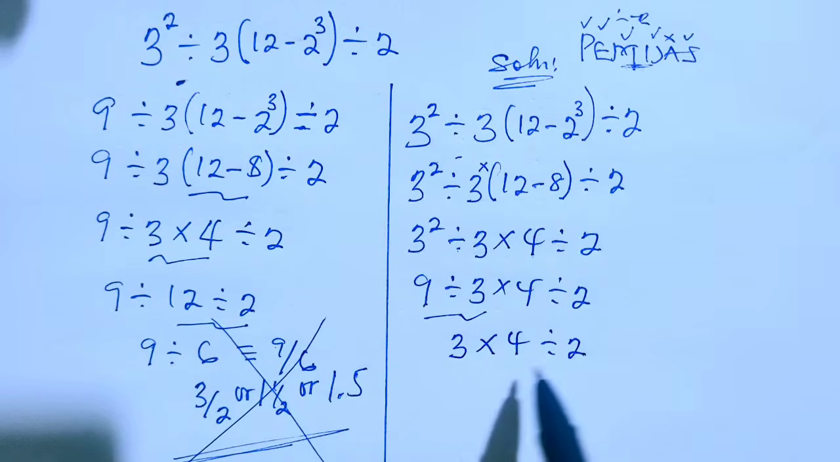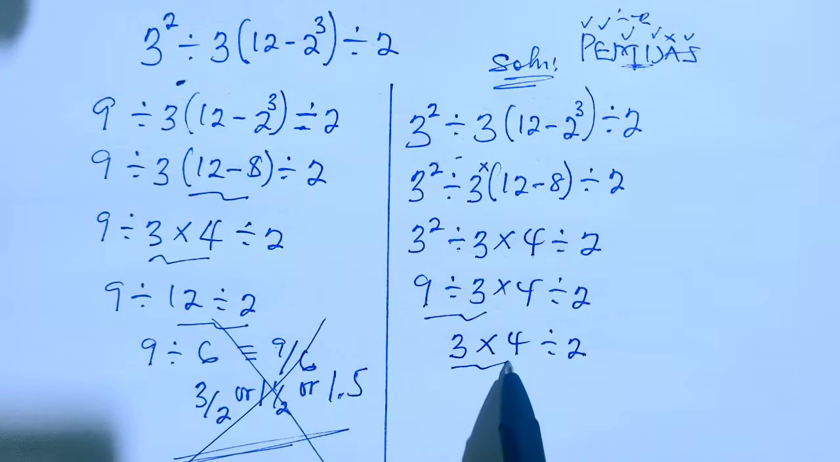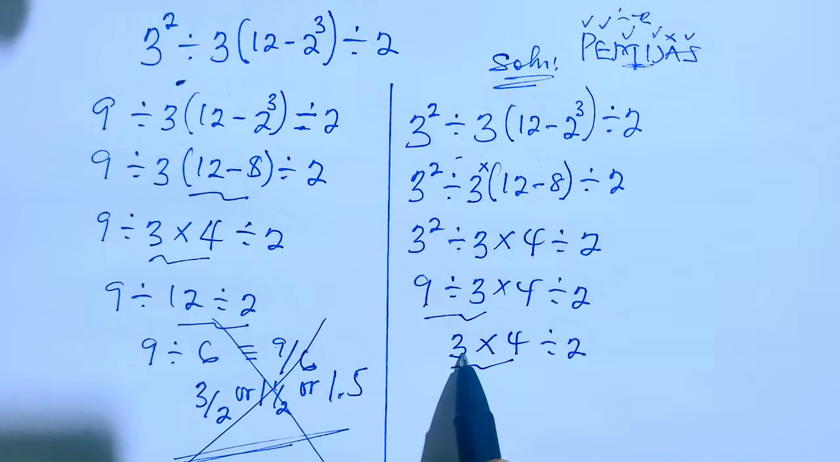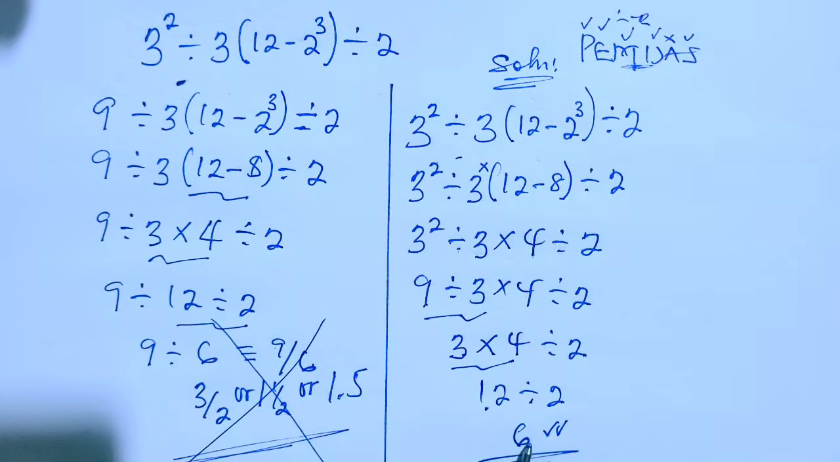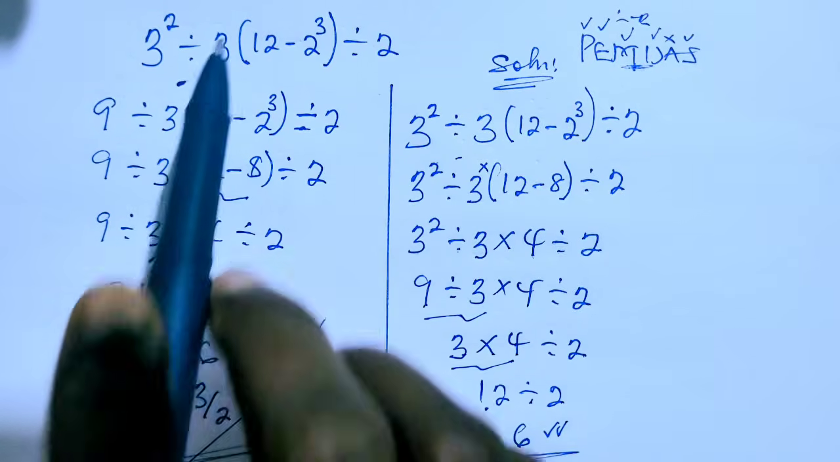The next is multiplication. We're going to consider multiplication. 3 multiplied by 4, that will give us 12, then divided by 2. And lastly, we have 12 divided by 2, and that will give us 6. And this is the correct answer to this given expression right here.